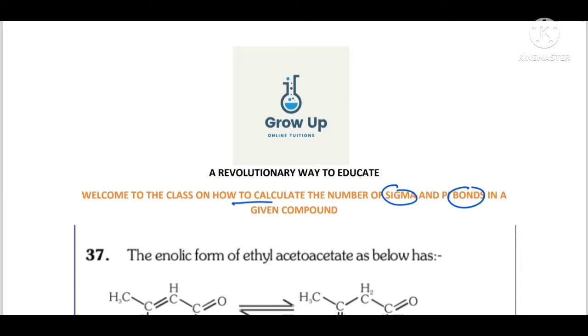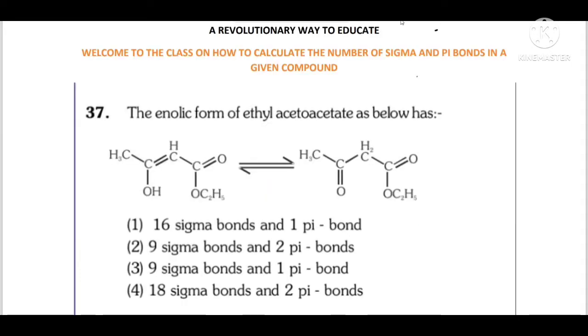How to calculate the number of sigma bonds and pi bonds in a given compound. These questions are very simple in nature, but most students make mistakes on them. That's why I would like to explain how to calculate the sigma bonds and pi bonds in a simple manner. Now let us calculate the number of sigma bonds and pi bonds in the given question, that is 37.